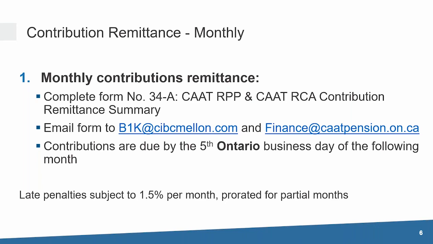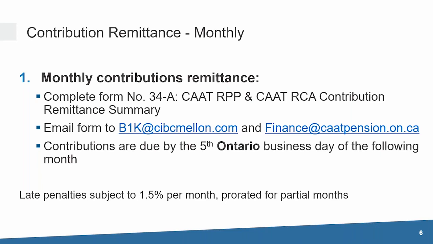It should be emailed to both CIBC Mellon and finance@catpensionplan.on.ca at the same time or just before payments are made for monthly contributions. Just to note that both the payment method and the remittance form must equal the same dollar amount. The contribution payments are due by the 5th Ontario business day of the following month. For example, July 2020 contributions would be due August 10th, 2020, as August 3rd is a stat holiday.